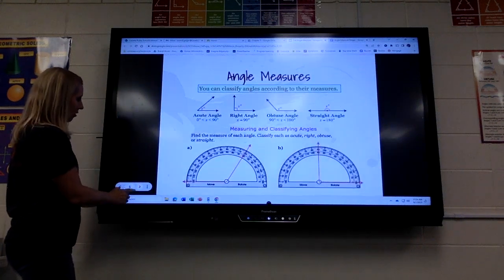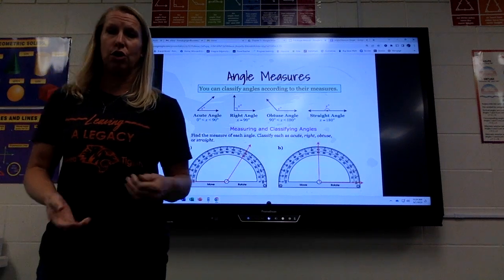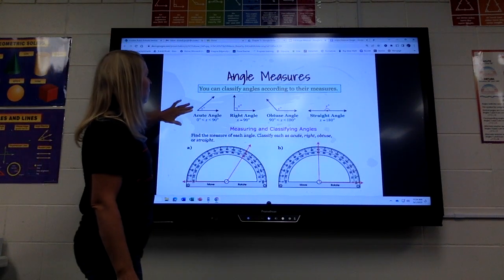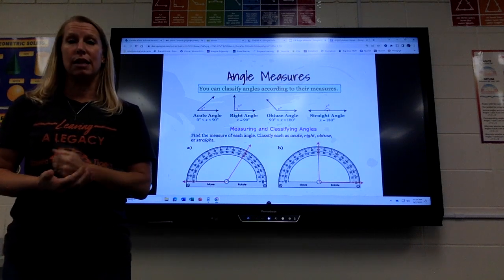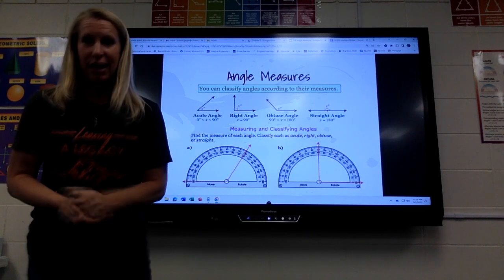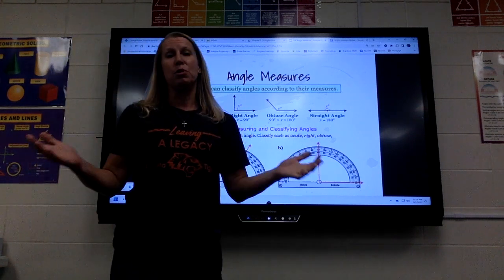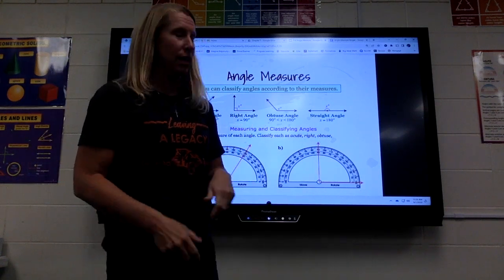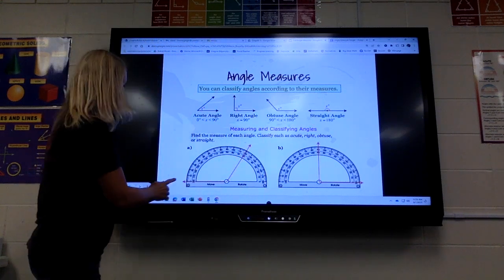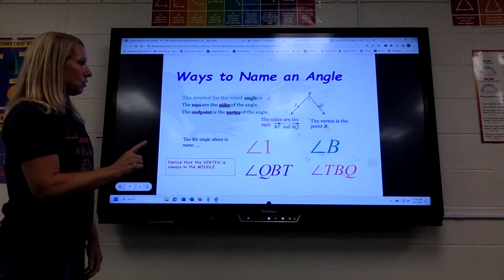So let's talk about angle measures. So hopefully you know this. Hopefully this is all review. If an angle is acute, it's less than 90 degrees. If an angle is right, it's exactly 90 degrees. If an angle is obtuse, it's more than 90 degrees. And a straight angle is always 180 degrees. So you do need to know those.